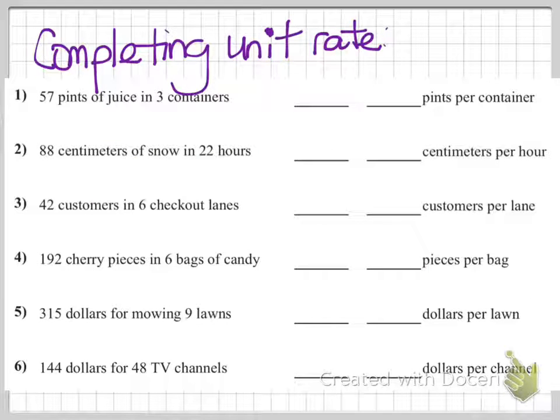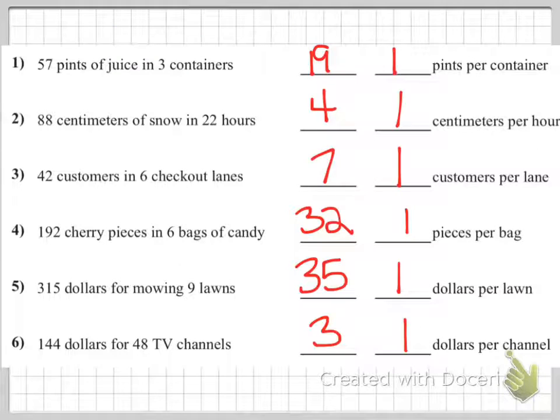Here you're being asked to calculate the unit rate. That means if there are 57 pints of juice in 3 containers, how many pints are in 1 container? Use a ratio box to calculate these answers. Your answers are listed below.